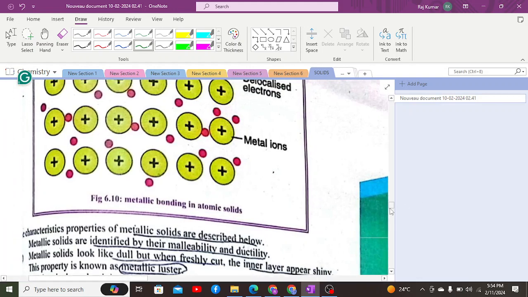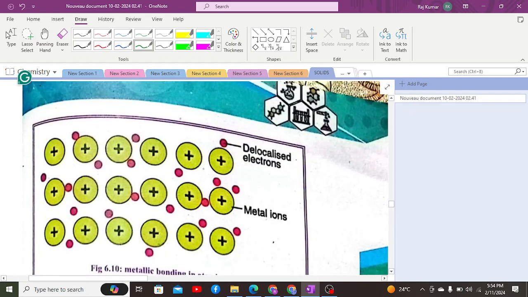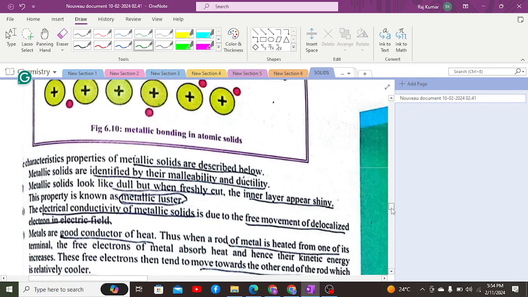Here, as you can see, this is a type of bond which is formed. The atoms lose their valence electrons, due to which they form a sea of electrons, and at that moment they form a bond, a physical force of attraction between the electrons and the atoms, which is known as the metallic bond.